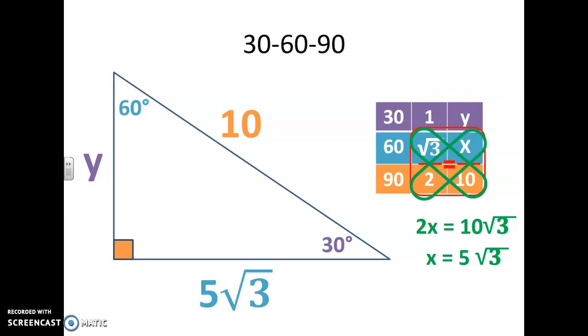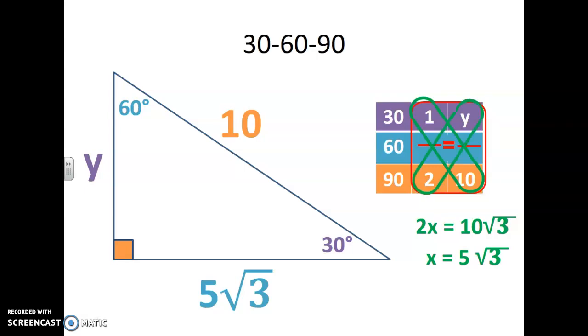Okay, so let's try our second proportion. We're not going to use the blue one now. Let's use the purple and orange. We have 1 over 2 is equal to y over 10. Cross multiply. 1 times 10 is equal to 2 times y. So 2y is equal to 10. Divide both sides by 2, and you have y is equal to 5.